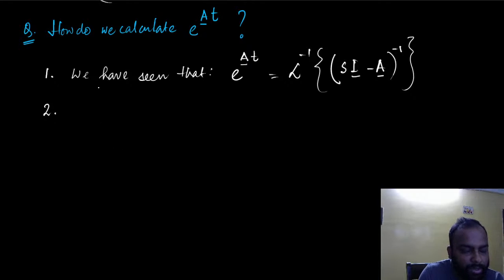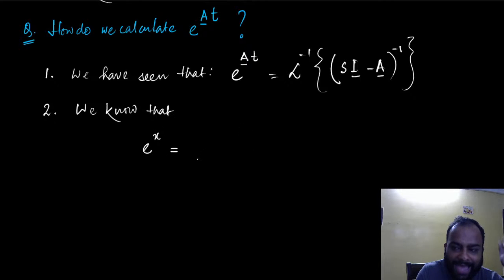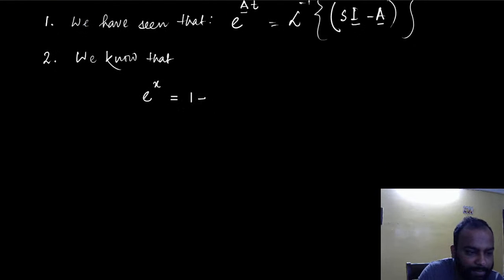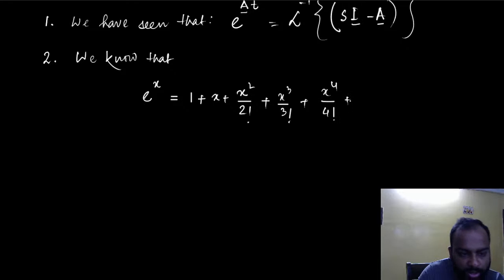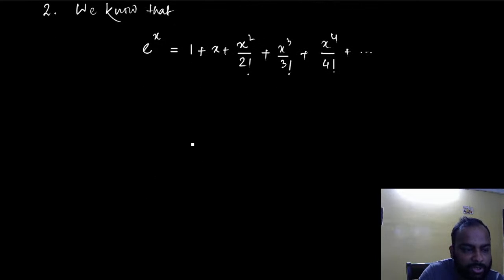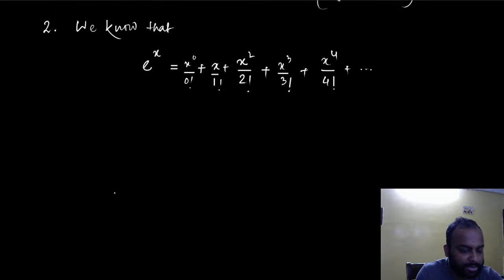The second technique involves the very definition of e to the power x. We know that e to the power x has an infinite series expression. That becomes 1 plus x plus x square by 2 factorial plus x cube by 3 factorial plus x to the power 4 by 4 factorial and so on. That's an infinite series. This x is just x by 1 factorial. This 1 is just x to the power 0 by 0 factorial. 0 factorial is 1.